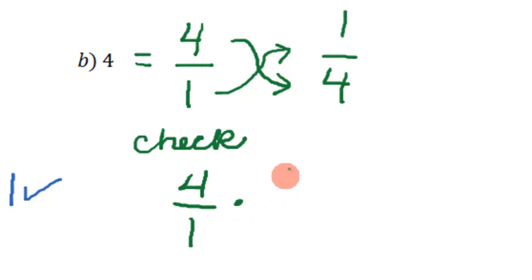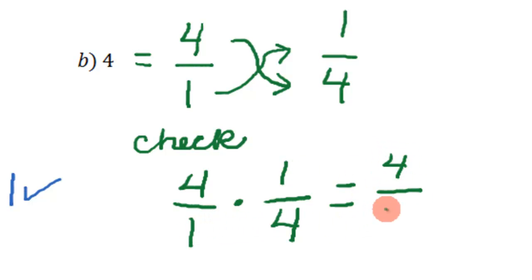4/1 times its reciprocal, 1/4. Multiplying across, we get 4 times 1 is 4. 1 times 4 is 4, so we get 1, and that checks.